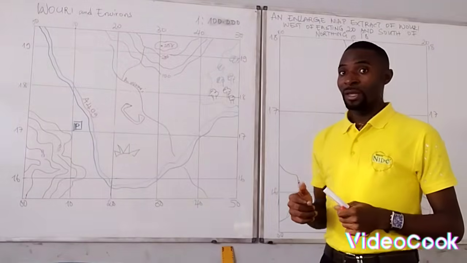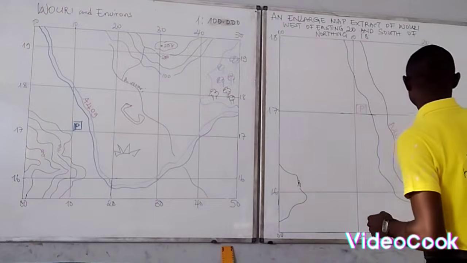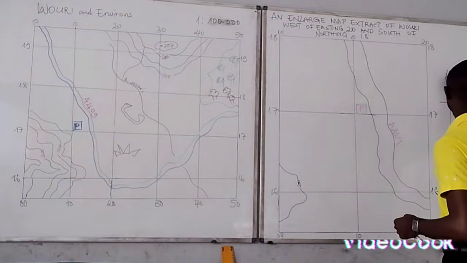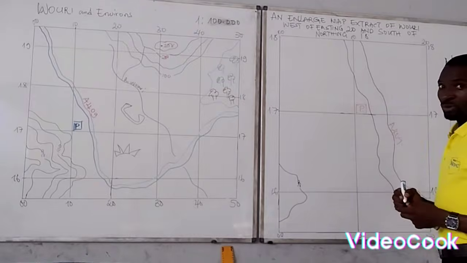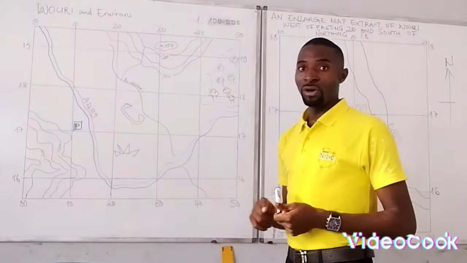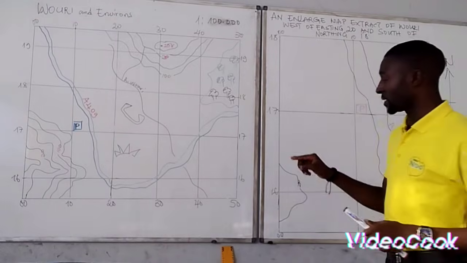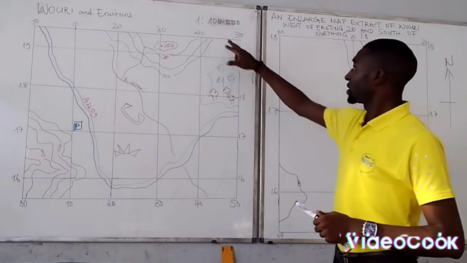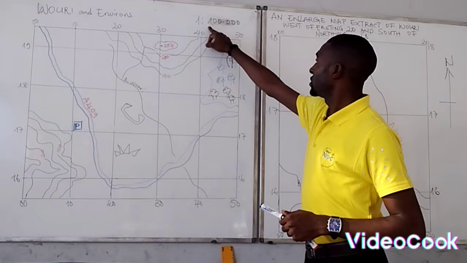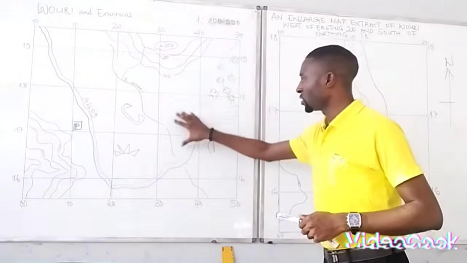That is the key. And then we add now also the orientation. Orientation tells us the direction of the map. Always put the orientation to be to the north, showing that the map is to the north. Lastly also is the scale of this map. The scale of this map here is 1:100,000. This is the original map.